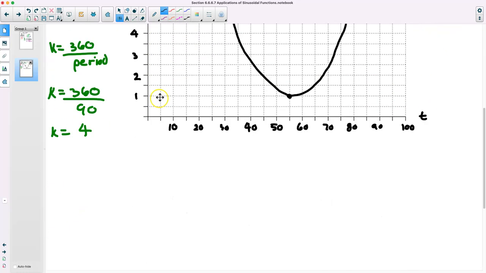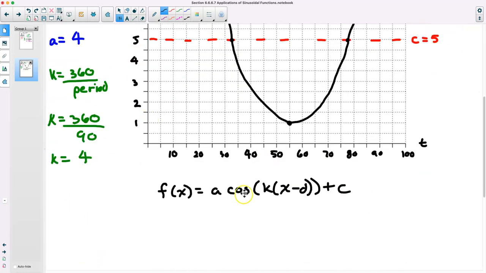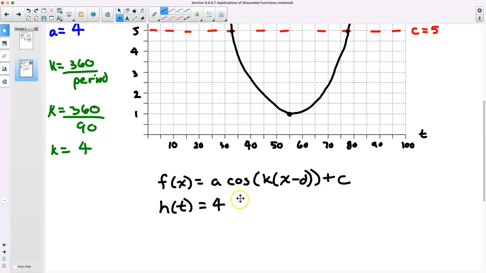In general, let's write our general equation. We have f of x is equal to a, and in this case we're going to use cos, k x minus d, plus c. Now we're going to use the variables given to us in this question. So we have height as a function of time. The a value we have is 4, and because it looks like our normal pattern, going downwards first and coming back up, there's no negative. So we have our cos, we have 4 again.